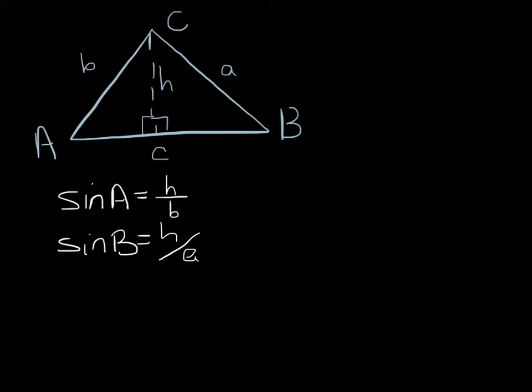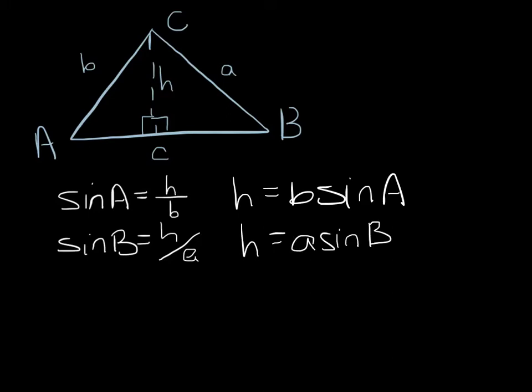Now what we're going to do is solve each of these equations for h. So we're going to isolate h. This one we'll multiply both sides by b. So we'll end up with h equals b sine A. And then the second equation, h is equal to a sine B. Now if h is equal to this, and h is also equal to this, then these two quantities must be equal. So I'm going to write that as b sine A is equal to a sine B.